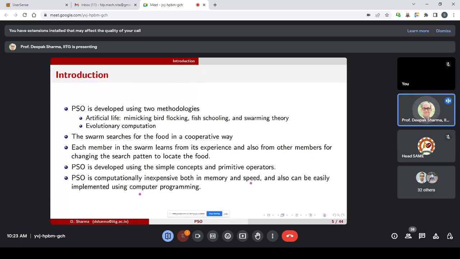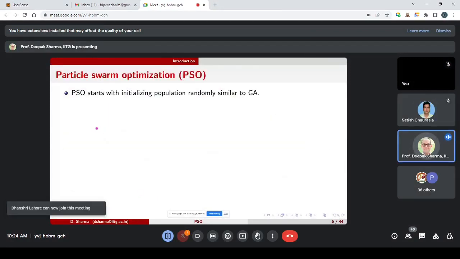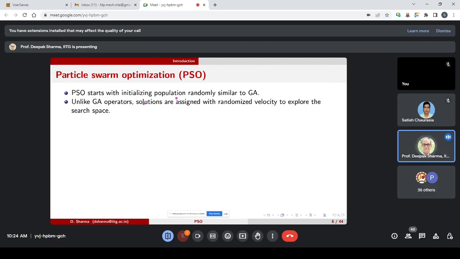And as of now, you might have seen that the PSO code is also available in different programming languages such as MATLAB, Python, etc. So let us begin with the PSO. Particle swarm optimization starts with initializing the population randomly, similar to GA. GA stands for genetic algorithm. Just for the sake, I have included it so that we can understand how similar and how different it is from GA. Now, when we say population, this means rather than starting with one solution, we are starting with multiple solutions.